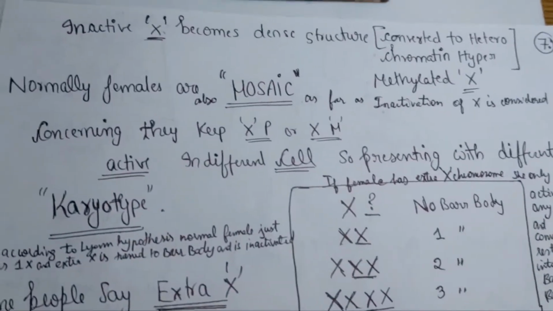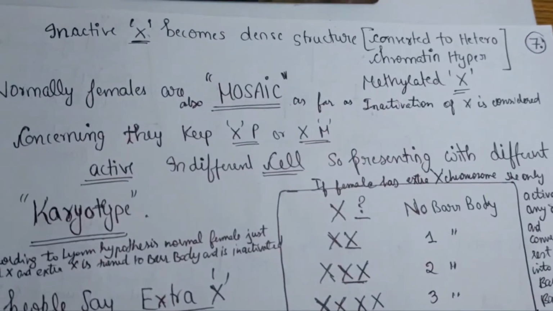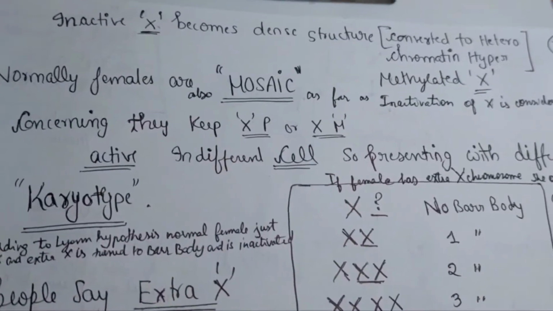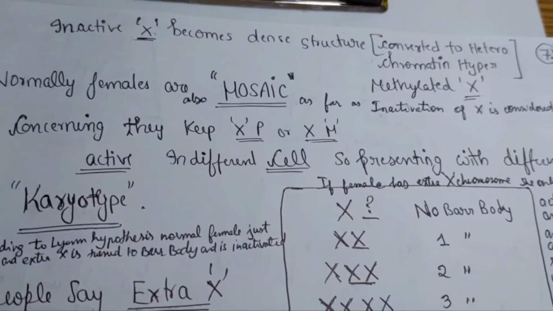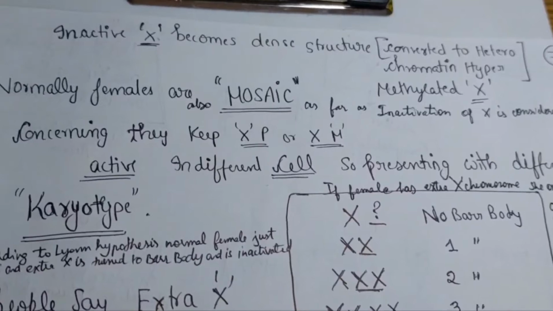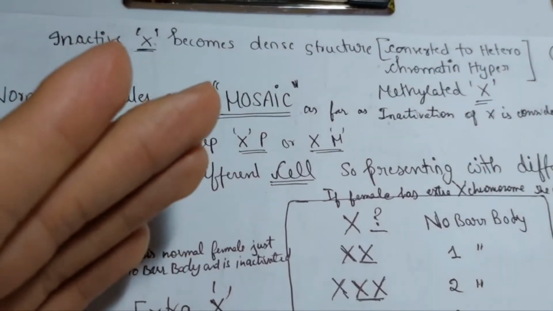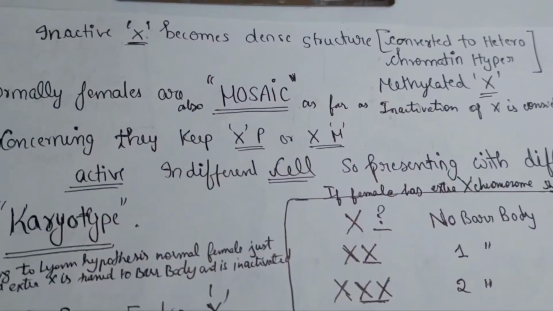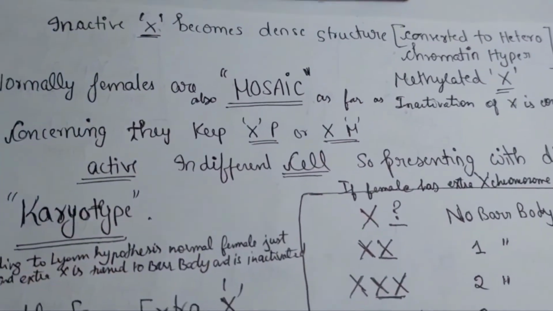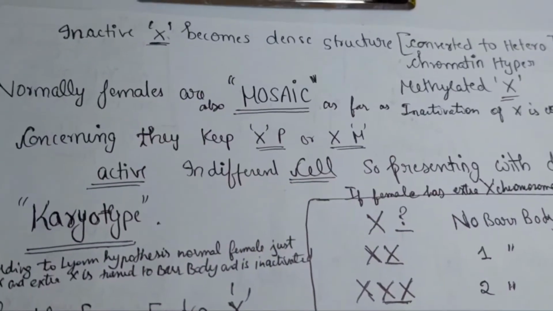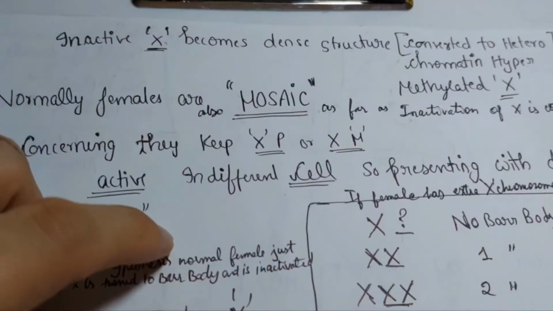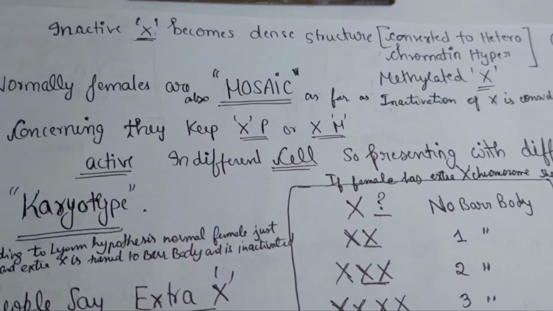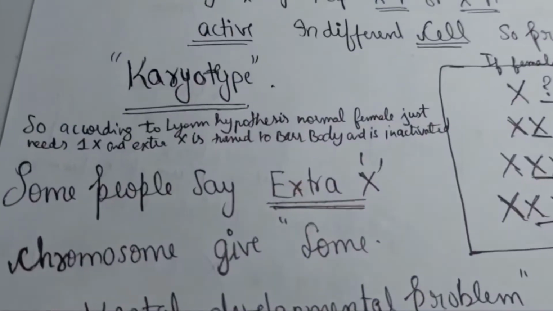We should remember that the inactive X, that is the Barr body, becomes a dense structure, that is, it is converted into heterochromatin and is hypermethylated. So normal females are also mosaic as far as inactivation of X is concerned. Some cells have the paternal X active, and some cells have the maternal X active. The karyotype is basically the same, but within the same female there are two types of cells, which is why normal females can also be called mosaic.